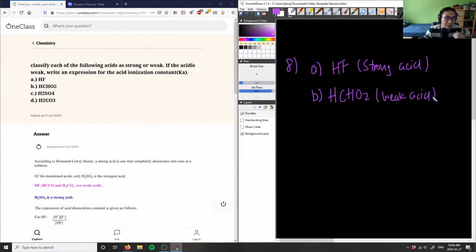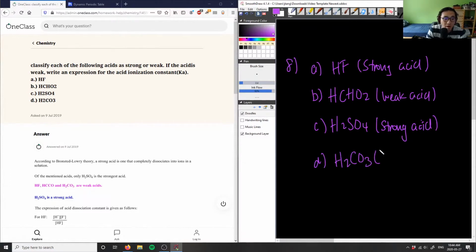And I'm going to have to write down the ionization constants for the weak acids. Okay, C here is H2SO4. This here is sulfuric acid. I know sulfuric acid is a strong acid because it dissociates fully in water. Strong acid.